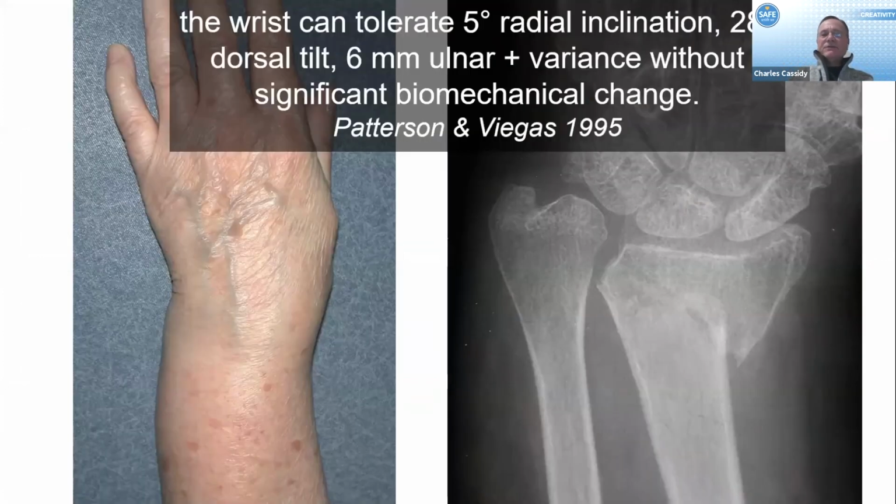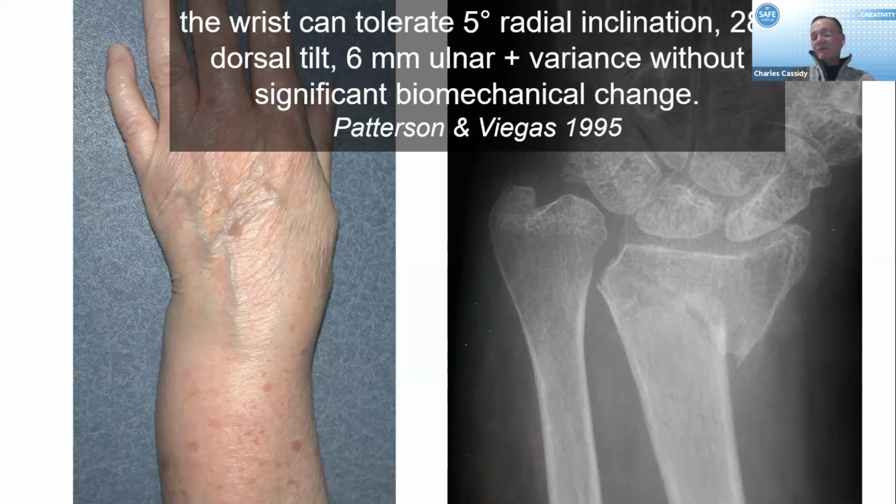And that is similar to some of the biomechanical studies that have been performed over the years. This study from Patterson and Villegas demonstrated that the wrist can tolerate 5 degrees of radial inclination, so that's loss of 15 degrees, 28 degrees of dorsal tilt, and 6 millimeters of ulnar positive variance without significant biomechanical change.